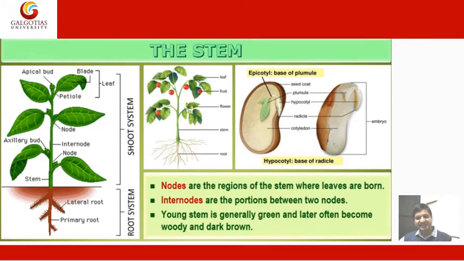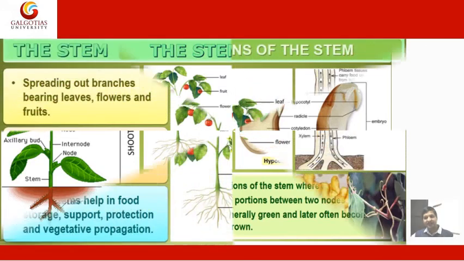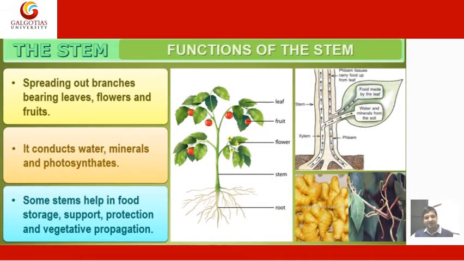Nodes are the region of the stem where leaves are borne. Internodes are the portion between two nodes. Young stem is generally green and later often becomes woody and dark brown.